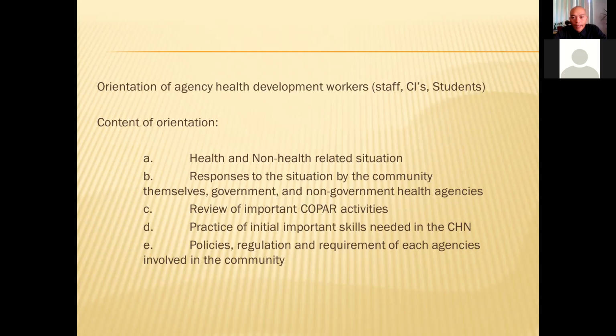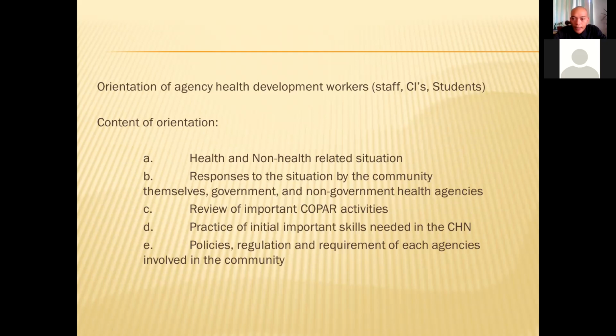Orientation of agency, health development workers, staff, CI, and students. So in the orientation, we will have to orient the staff, orient the CIs, orient the students of the things that you will be doing before you go in the community. What are the contents of your orientation bago kayo mag-community?